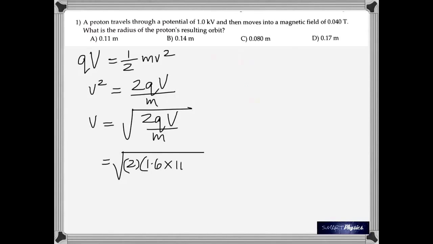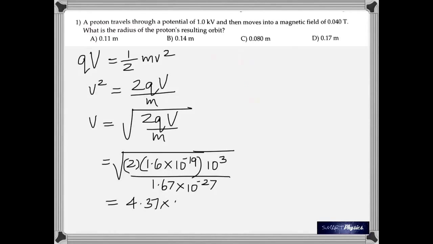Charge of the electron is 1.6 times 10 to the negative 19. Voltage is 1 kilovolt, which is 10 to the 3. And that's the mass of the proton. On calculation, that gives 4.37 times 10 to the 5 meter per second.